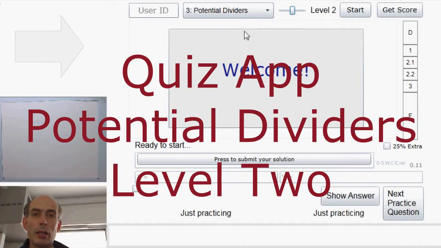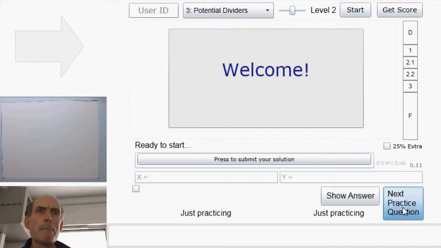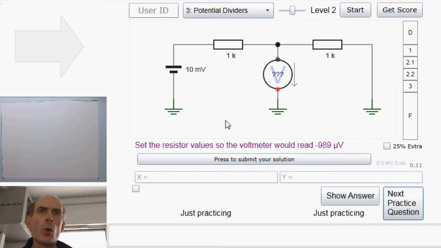Potential dividers, level 2. Right. Okay, this is one where I'm allowed to set the values of the resistors. And I've got to make the voltmeter read minus 989 microvolts.